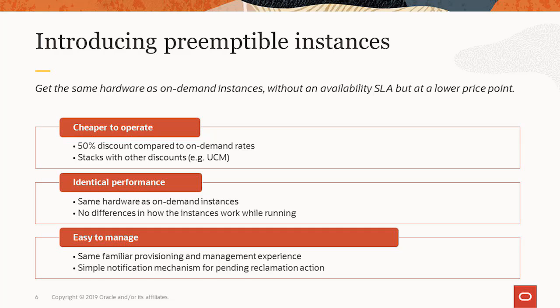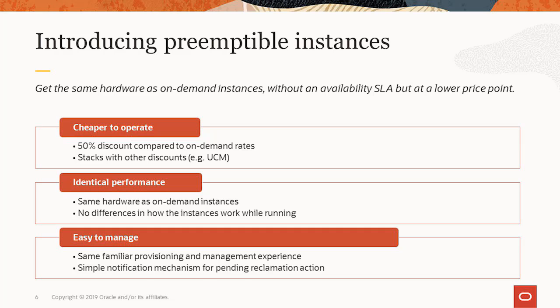Now, the trade-off here is that you get a 50% discount compared to on-demand rates, and that is off the price you pay. That is not directly off the list price. So if you have negotiated rates, it's going to be 50% off the price on your rate card. A little bit of a trade-off here, but quite a substantial price discount.